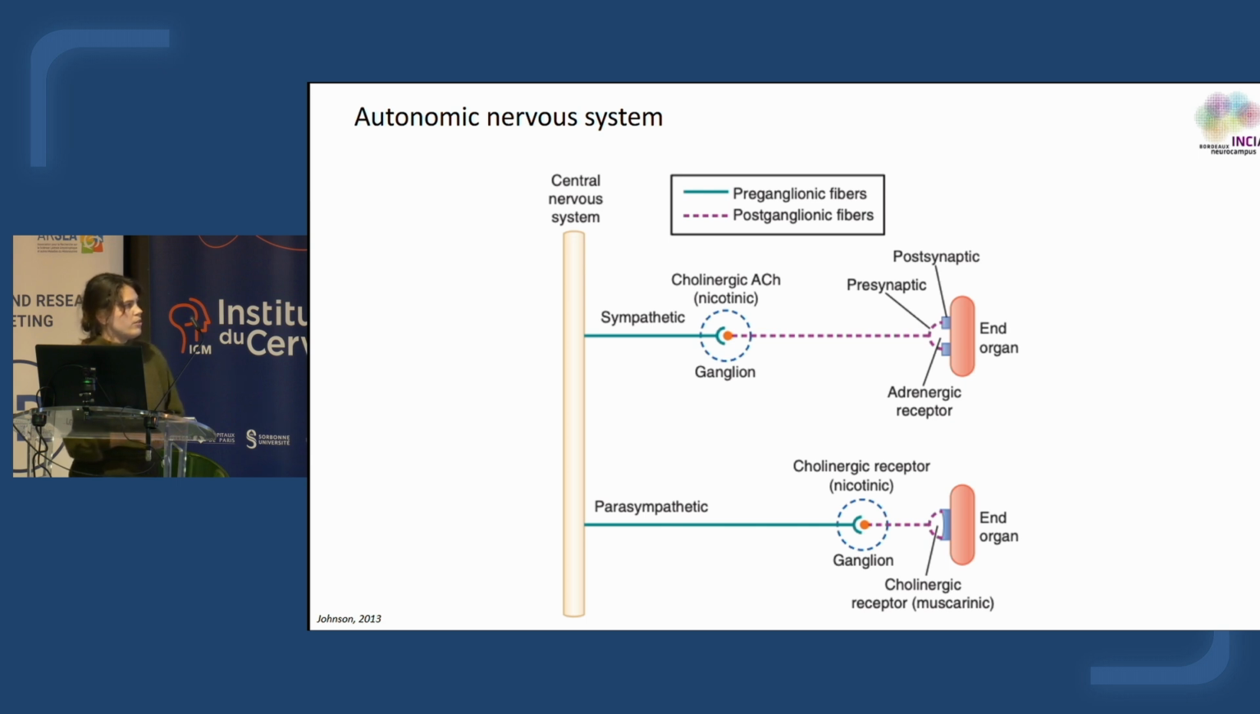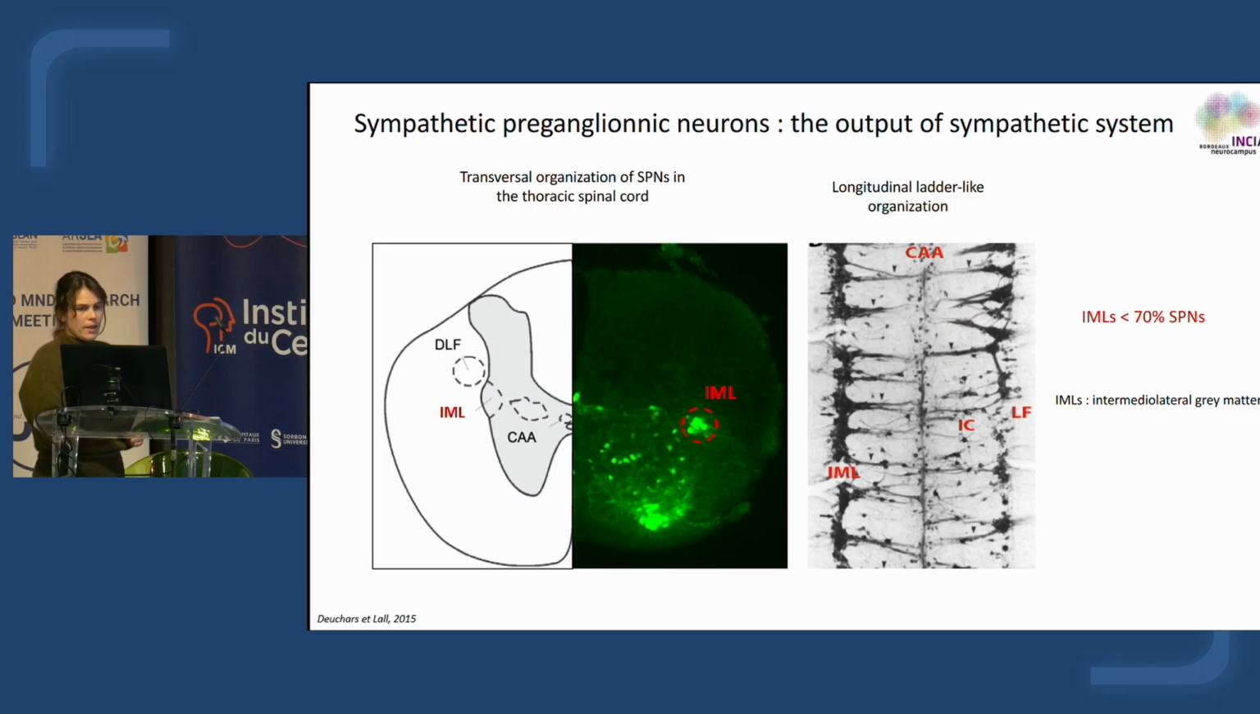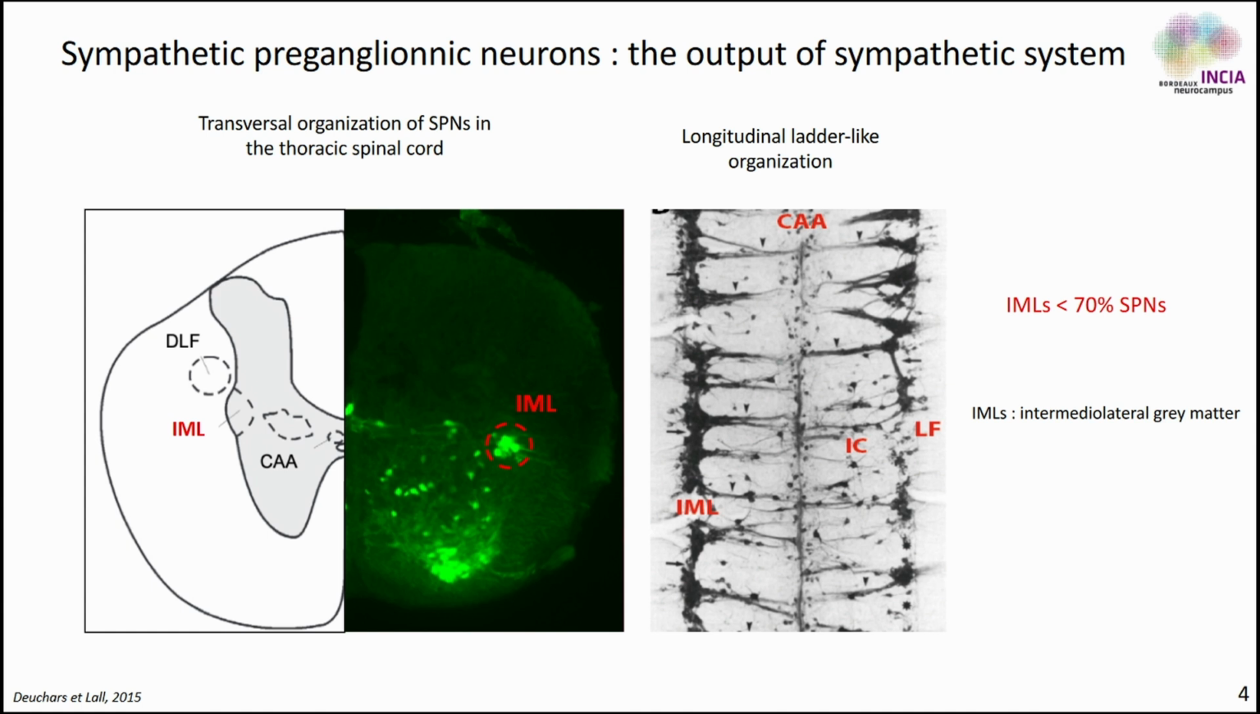These two systems have different outputs. The parasympathetic neurons connect to ganglia inside or near the organs. And at the opposite, the sympathetic neurons first connect to postganglionic neurons in the paravertebral chains to control the target organs. So the output of the sympathetic system is the sympathetic preganglionic neurons, and they are organized in different nuclei, the most important being in the intermediolateral area.